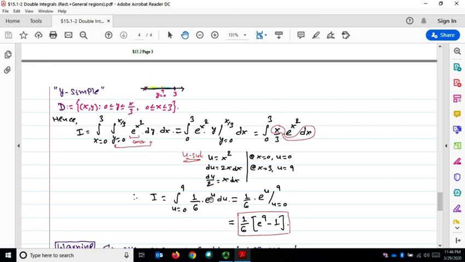Then the integral of e^u is e^u itself, 1/6 is a constant there, and put in the u bounds. Then we got the final answer. Our double integral equals 1/6 times (e to the power 9 minus 1). Great.